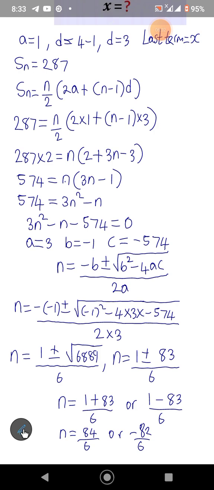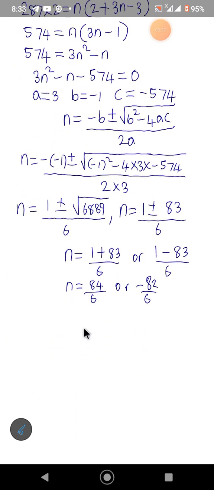Okay, 84 divided by 6 will give us 14. So we'll continue. n will therefore be equal to 14, or minus 41 over 3. But we are going to take the positive answer as our n. So we say n is equal to 14. n is equal to 14 will be needed. So now we have gotten n. Now time to get x.